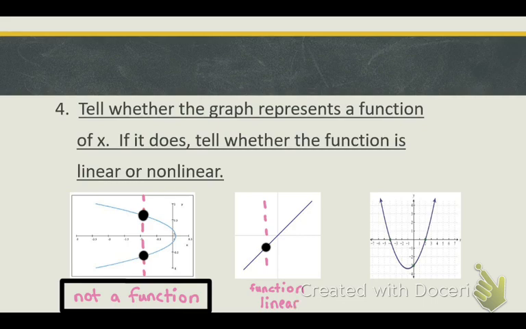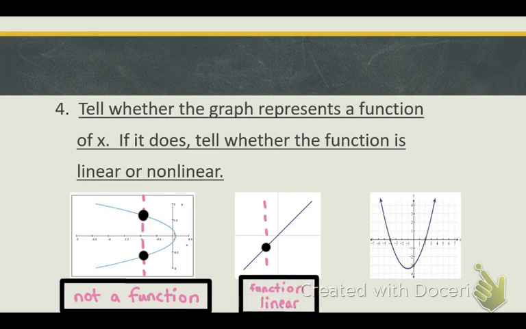It only hits it once. That tells me it's a function, but how can I tell if it's linear or nonlinear? It's a line, okay? So just like you see right here, you can see the word line in linear. That's just telling me that it is a line. Let's go on to the next one.